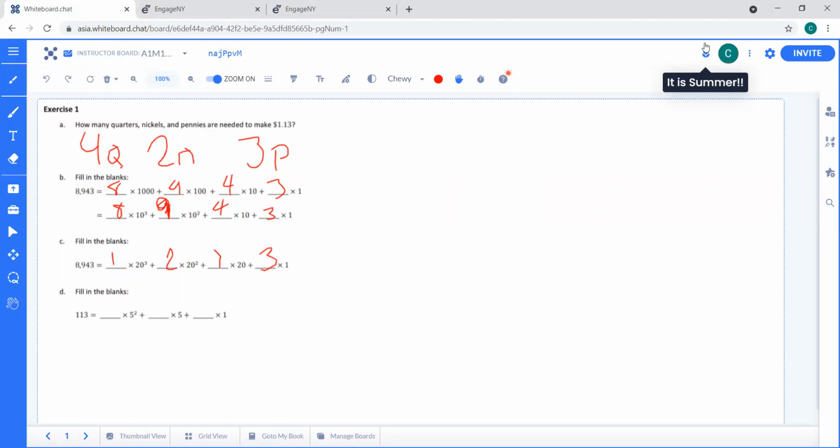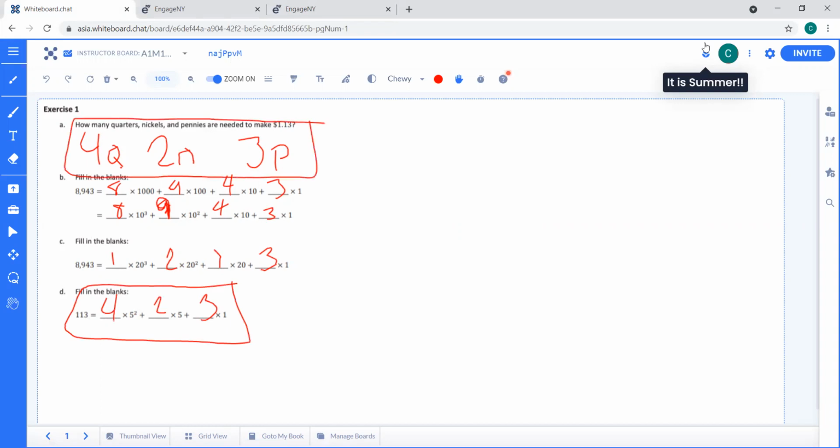So here we go. 5 squared is 25. So how many 25s do we need? We need 4 of those. So we're up to 100. Then we need 2 5s, and then we need 3 1s. Notice here and here are the same thing.